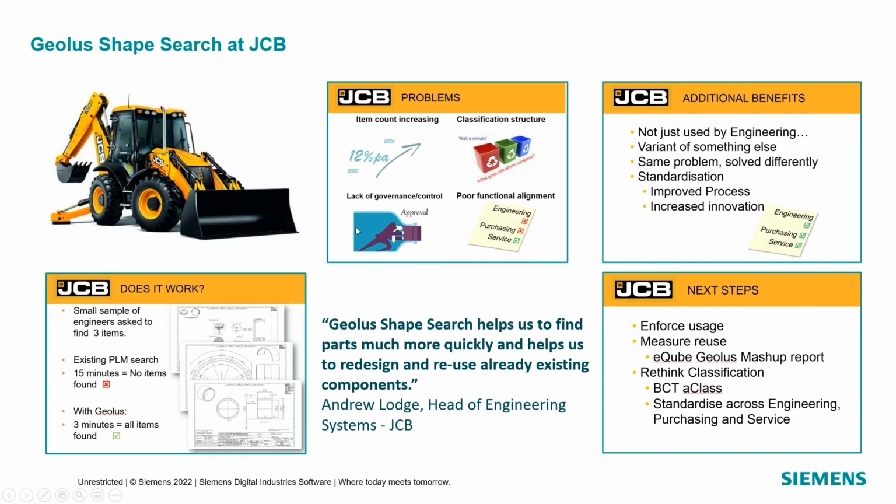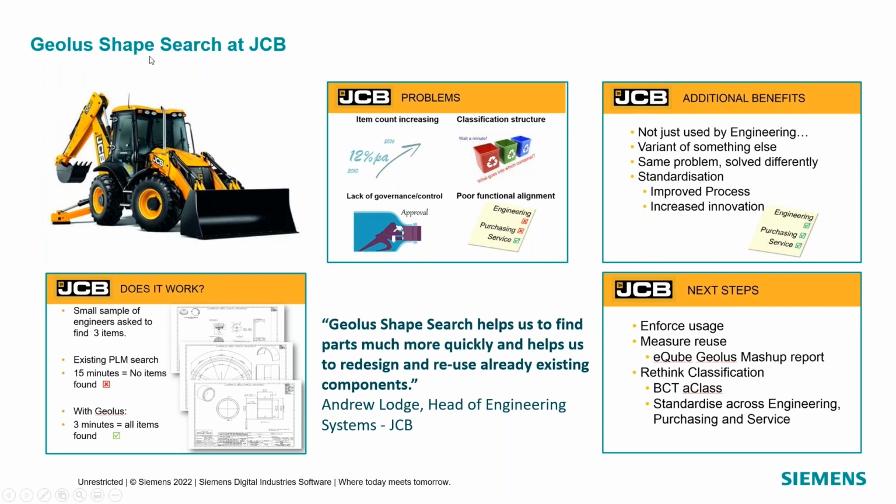So JCB in the United Kingdom, they had a part proliferation issue. It's 12% per annum, 2010 to 2016. They couldn't successfully bring in classification. And the governance was really, when somebody wanted to bring a new part in, they would say, have you looked for another part that would work? And the answer would nearly always be, no, I did look, I didn't see it. And of course, engineering are always choosing the same items they always choose, not necessarily taking into account what the cost was and things like that.